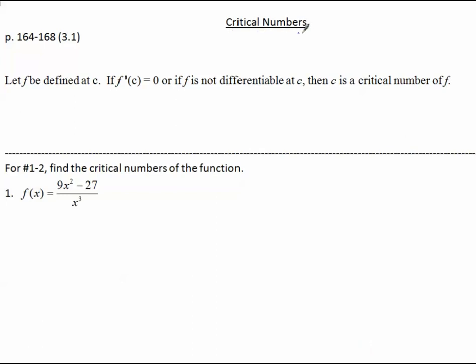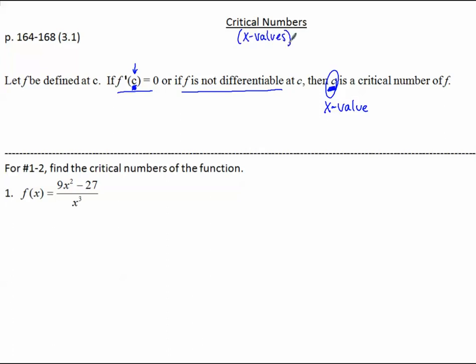Let's now talk about critical numbers, or places where critical things happen. Let a function be defined at c. If f prime of c equals 0, or if f is not differentiable at c, then c is a critical number of f. Notice the c is in the place where x would be. A critical number is an x value. Critical numbers are x values.